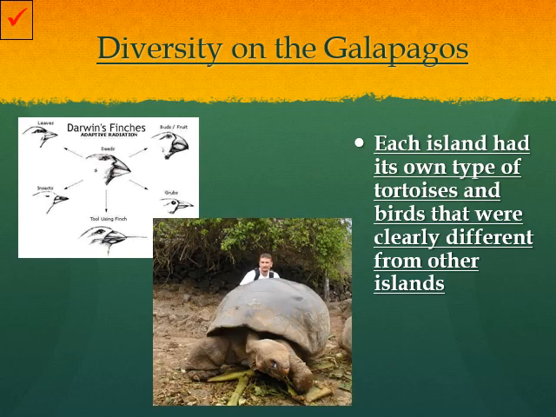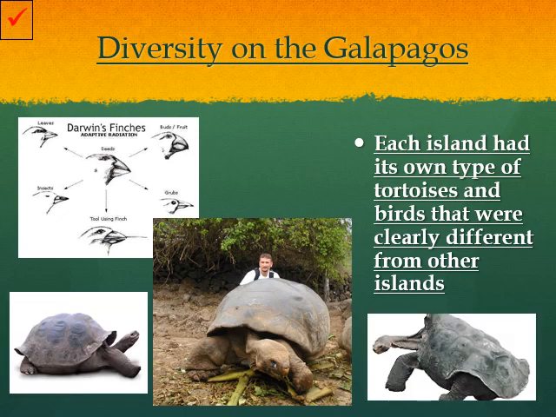The same thing, tortoises. Look at that boy. Each island had a specific tortoise that had a unique shell to it. And all of this made him think, why is that the case? Why is there so much diversity here? Why is this tortoise different than this one?